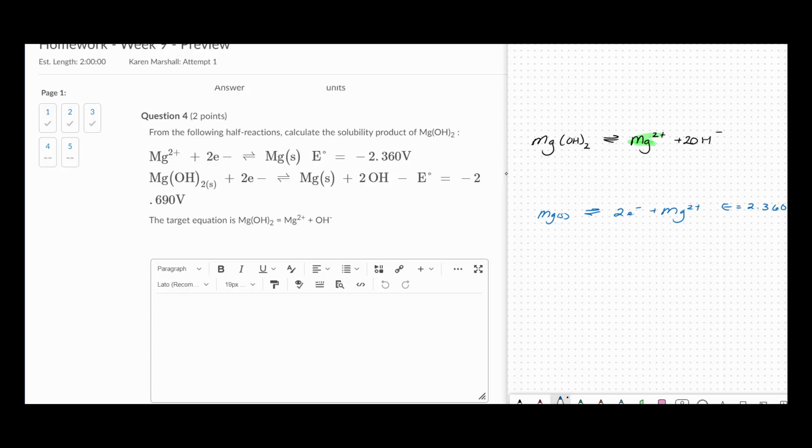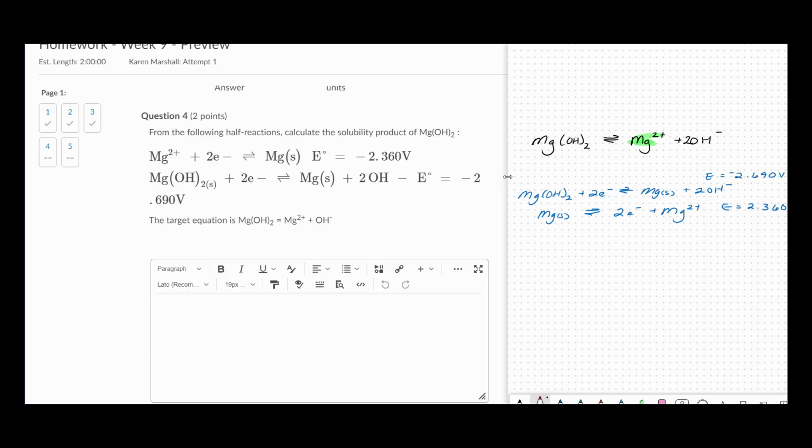Now for the other equation, I want it written just as it is. I want the magnesium hydroxide to be on the reactant side, 2 electrons in equilibrium with magnesium solid and 2 hydroxide ions. Looks like my negative sign kind of tapered off. But that E is going to be equal to a negative, I just realized I'm off the screen, so that E is equal to a negative 2.690 volts.